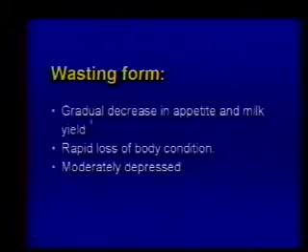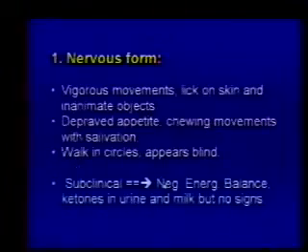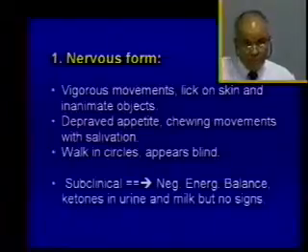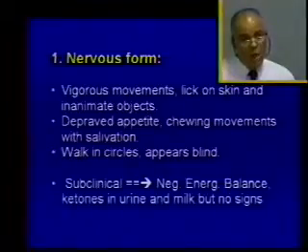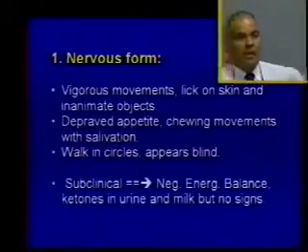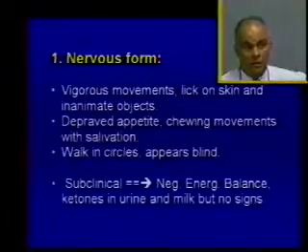There's a wasting condition, where there's a gradual decrease in appetite and milk yield. There's rapid loss of body condition, and the animal may be moderately depressed. There's a nervous form, which is the most severe form of ketosis. It may be caused by the ketoaciduria, and it is also caused by hypoglycemia, because this is a hypoglycemic condition.